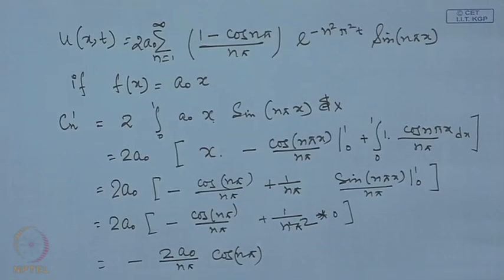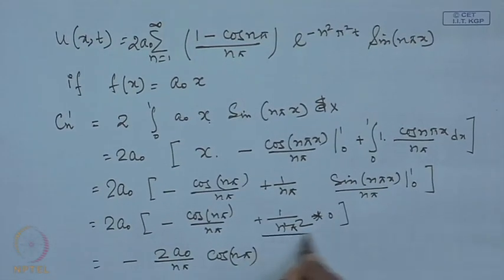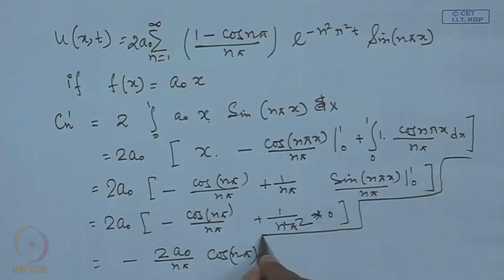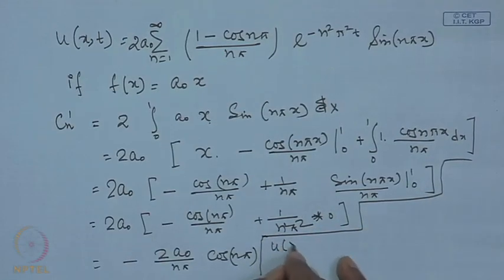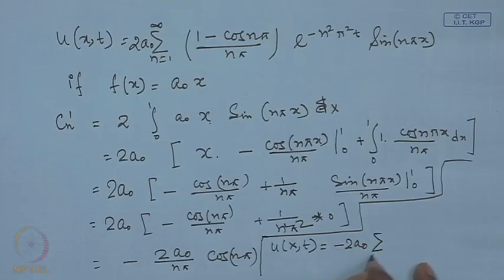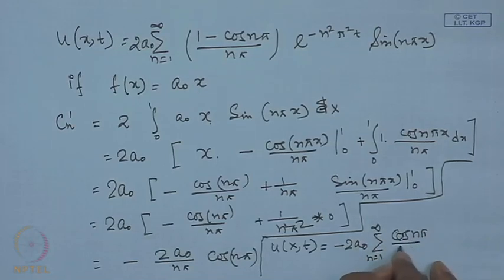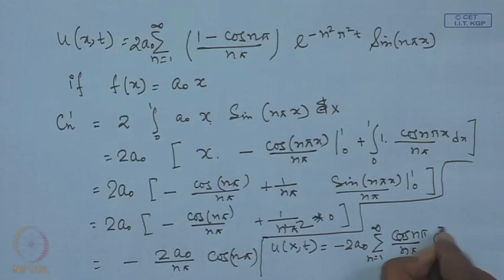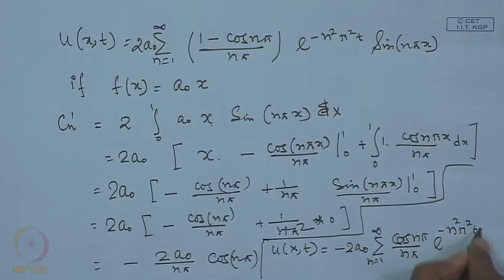So, if you look into the complete solution, I am just writing it over here. The complete solution is given as u as a function of x and t. This becomes minus 2 a 0 times the summation from n equal to 1 to infinity of cosine n pi divided by n pi, e to the power minus n square pi square t, multiplied by sin n pi x. So, that gives the complete solution for this particular case.